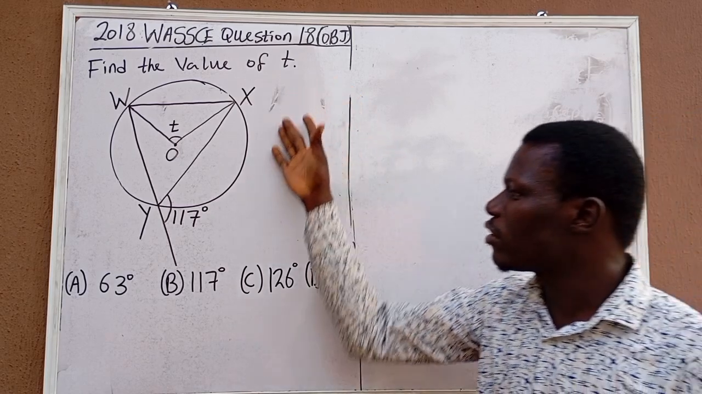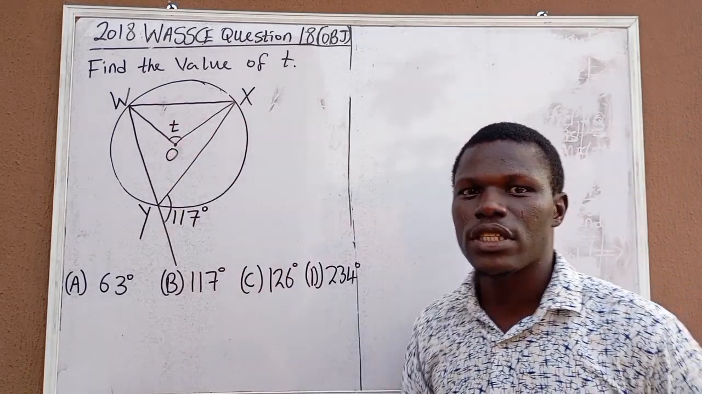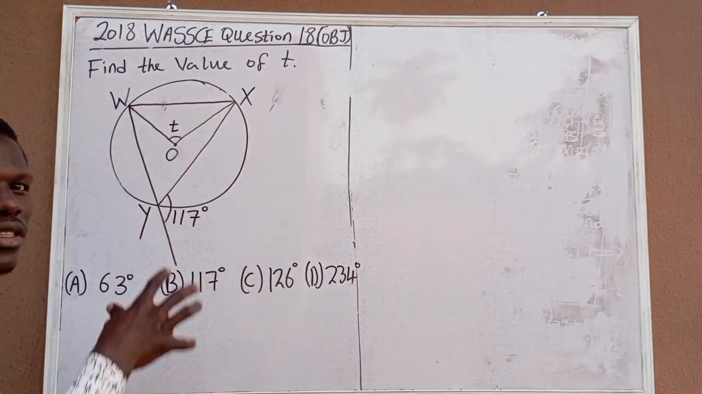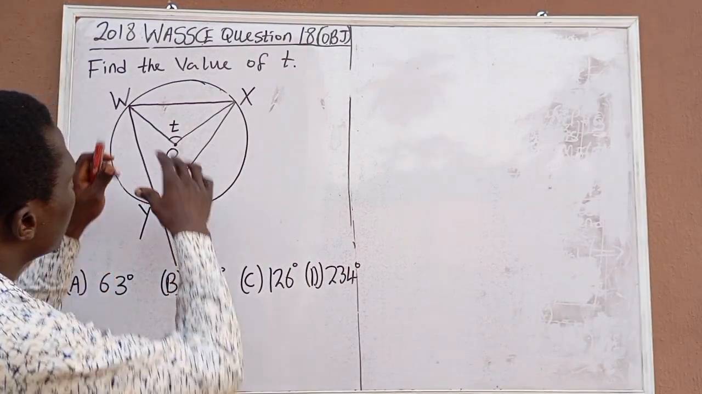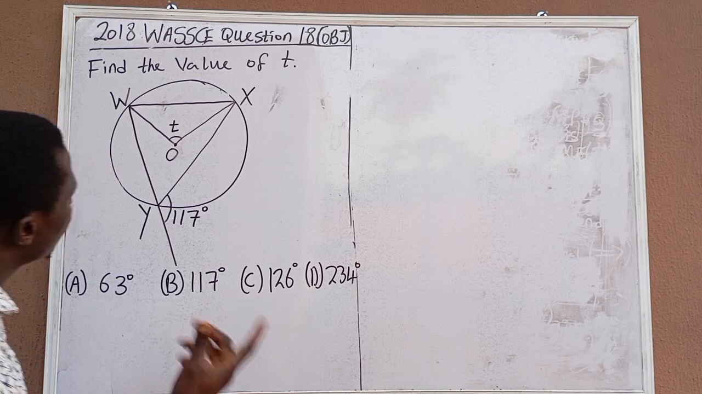And so we have a question on the board today where we have been asked to find the value of t. One very important thing is that you need to understand what the question looks like. You should be able to analyze the different components of your question. So what do I have here?